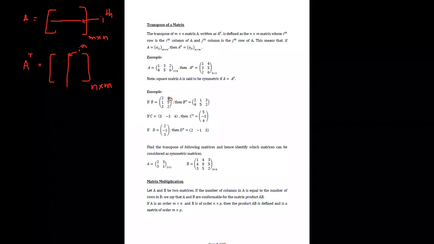Then 2, 4. First row becomes the first column. Second row becomes the second column. Third row becomes the third column. That is how we are getting B and transpose of B in this form.